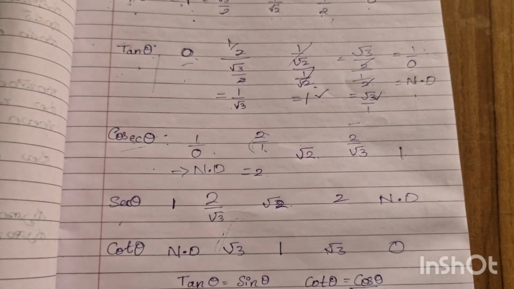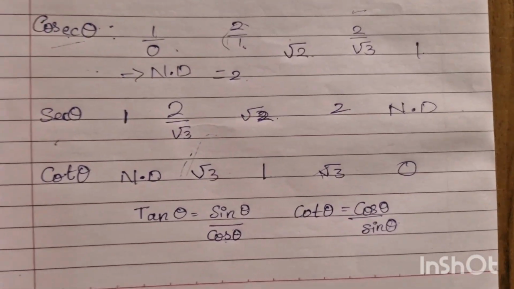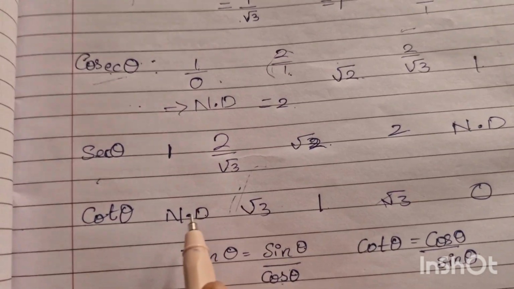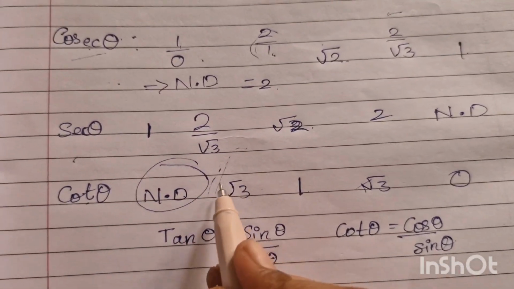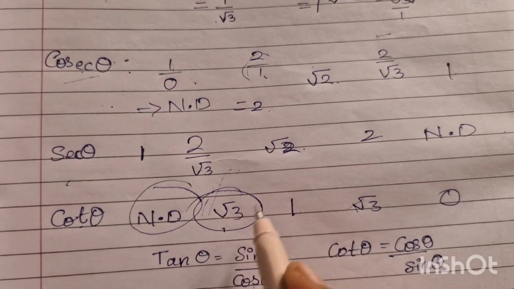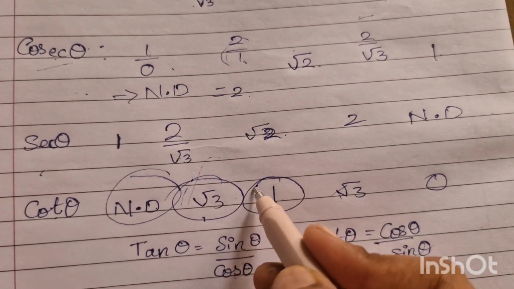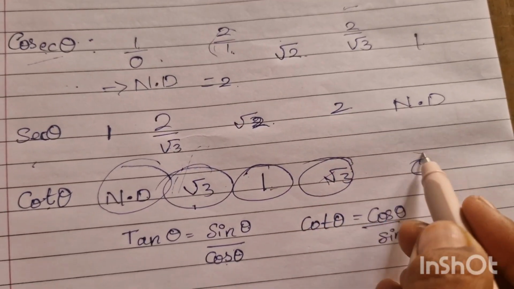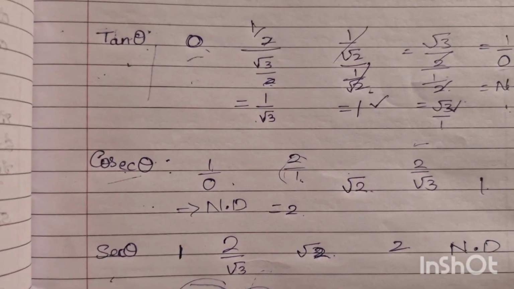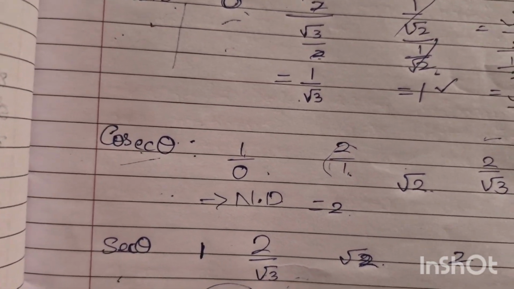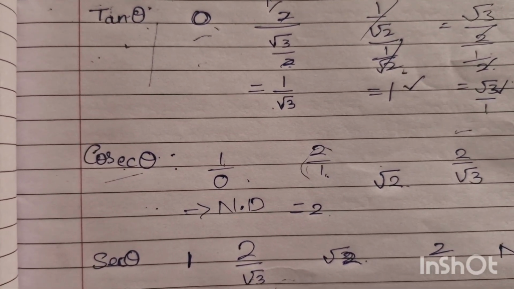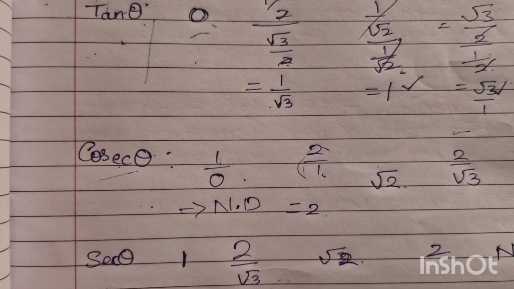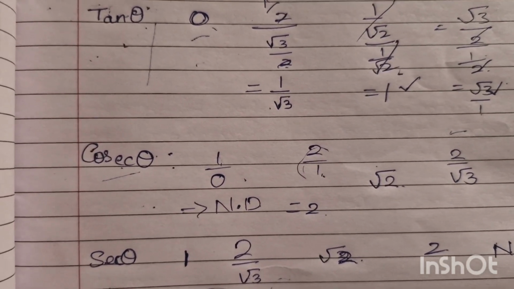So yeah, cot 0 is not defined, cot 30 is root 3, cot 45 is 1, cot 60 is 1 by root 3, cot 90 is 0. So the ratios are done in this way. With these simple and easy tricks, you can learn the whole table. Remember that you have to revise the whole table every single time you come to revise the trigonometry chapter.